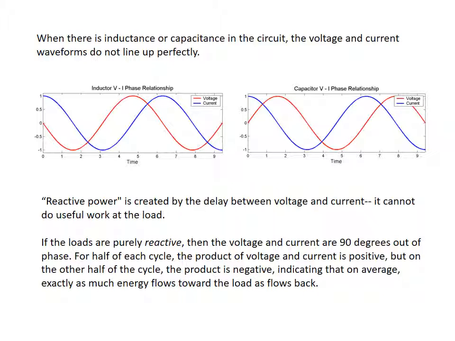So if the loads are purely reactive, then that means that the voltage and the current are 90 degrees out of phase. And so for half of each waveform cycle, the product multiplying V times I is positive, but on the other half, the product is negative, so that on average, just as much energy flows towards the load of the device you're using as actually flows from the device back onto the circuit.